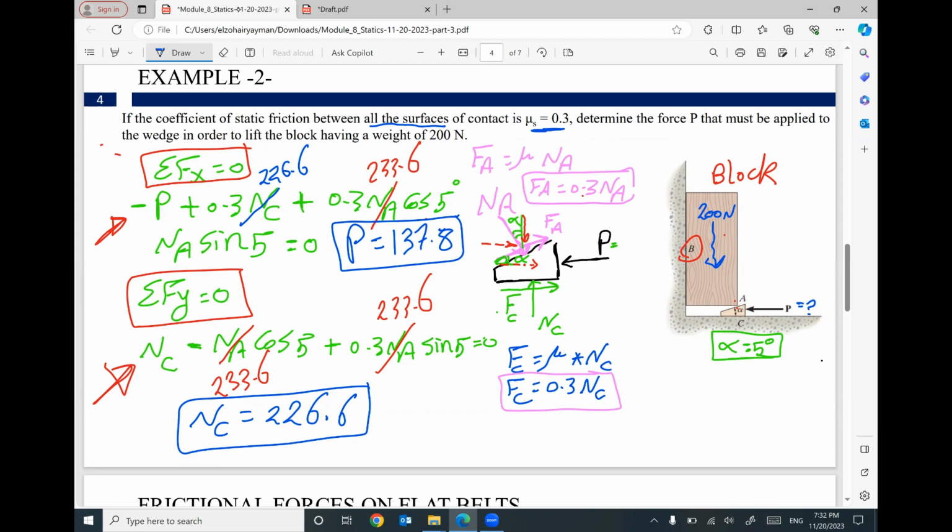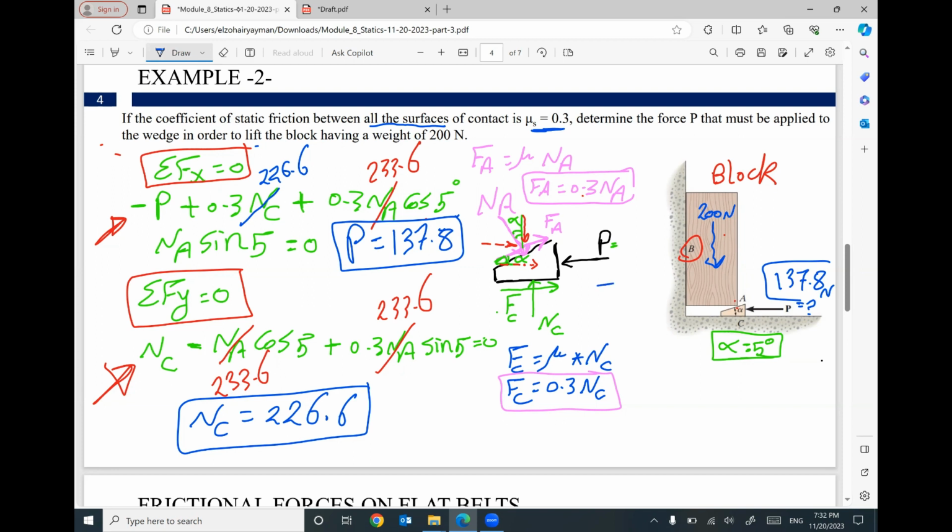Yes. So I need to apply a force here, 137.8 Newton. This force will be able to lift the block which has a weight equal to 100 Newton. That makes sense? So how to solve this kind of problem?